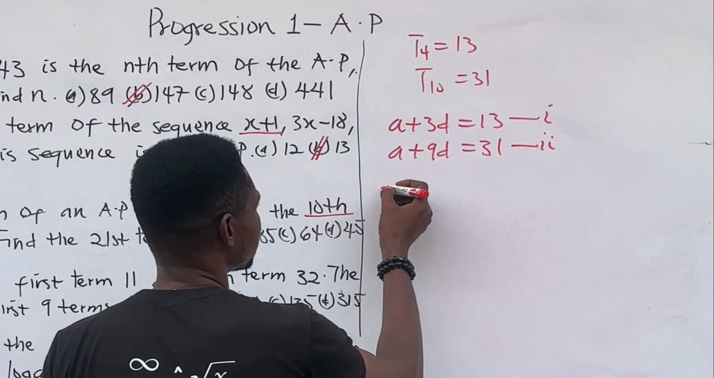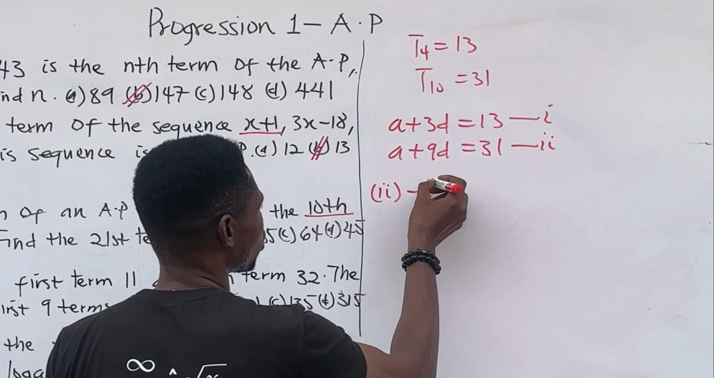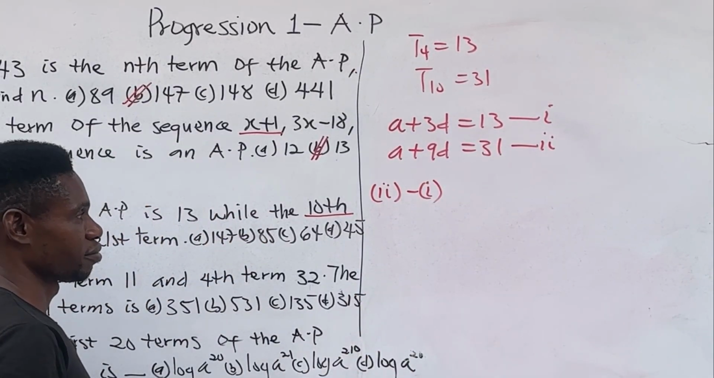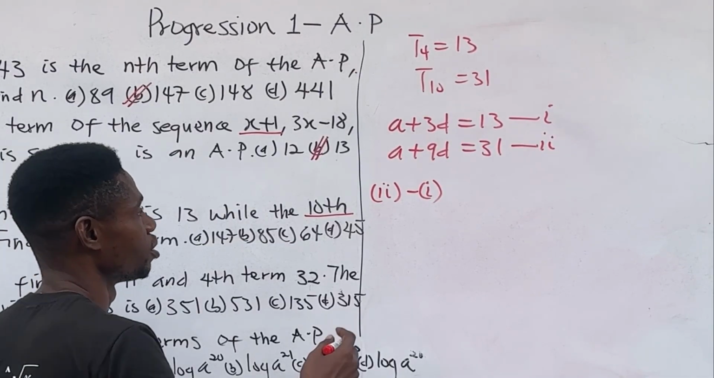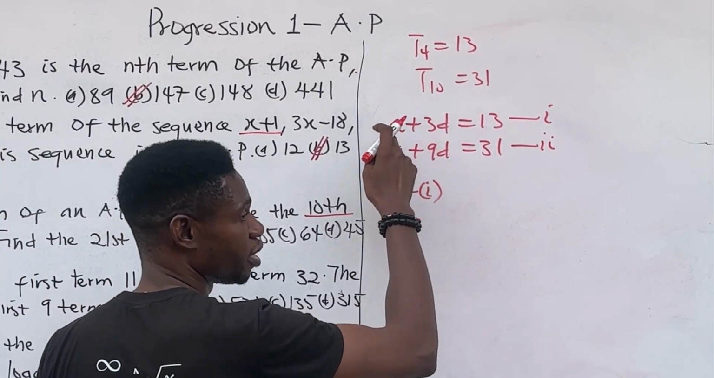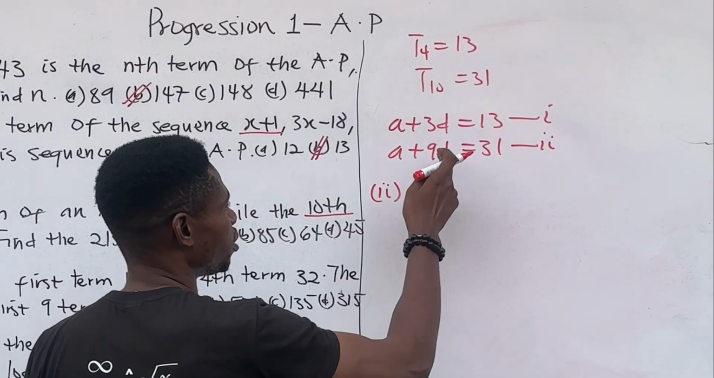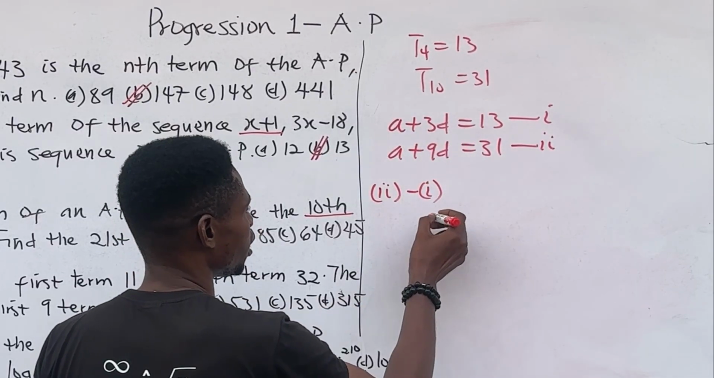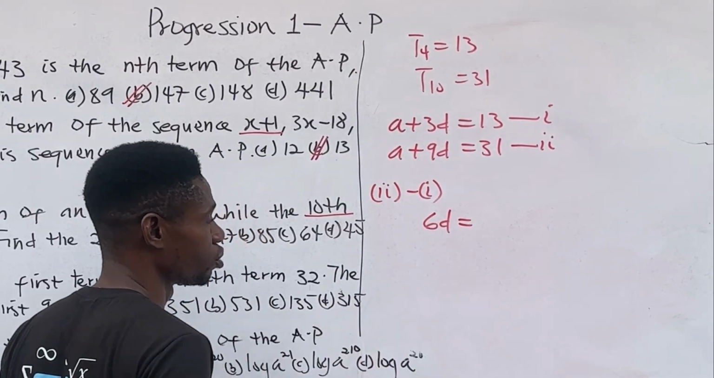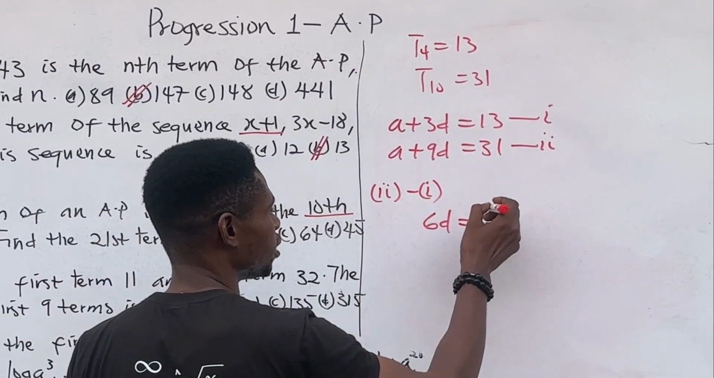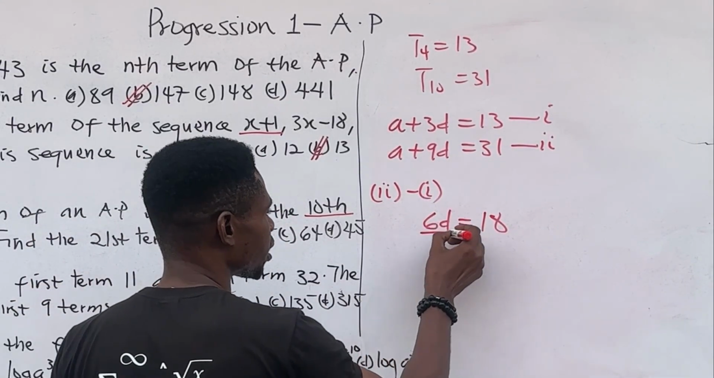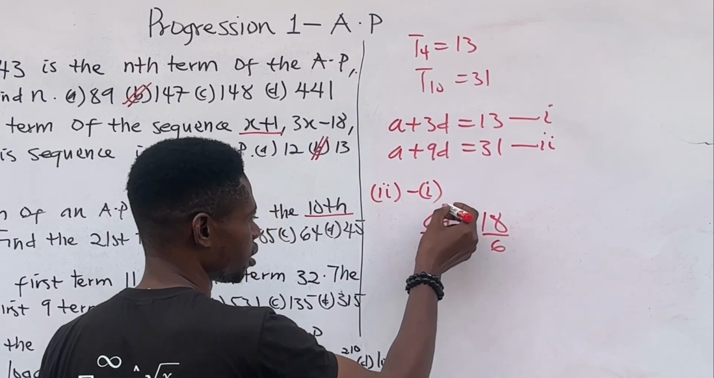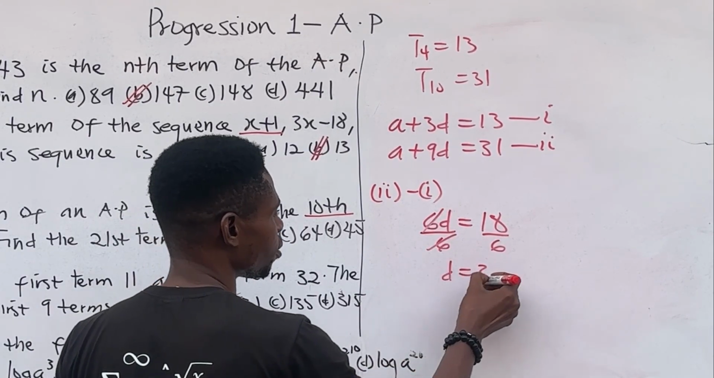Now, we can simply say equation 2 minus equation 1. We did this kind of example earlier. So A minus A is 0. 9D minus 3D, that's 6D, equal to 31 minus 13, that's 18. So if we divide both sides by 6, 6 cancels 6, our D is 3.